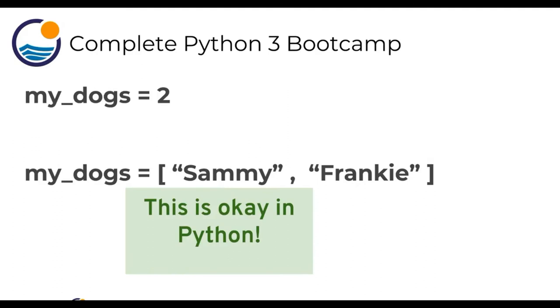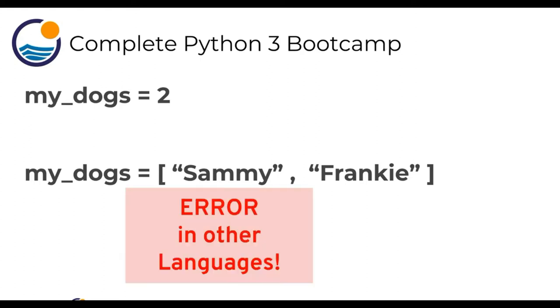In Python, something like this is totally okay. Here, I've assigned my_dogs variable name equal to 2. And then later on in my code, I went ahead and reassigned the same variable name, my_dogs, to a completely different data type, a list, Sammy and Frankie. Now, that's totally okay in Python. But in other languages, that would produce an error. And that's because these other languages are statically typed.